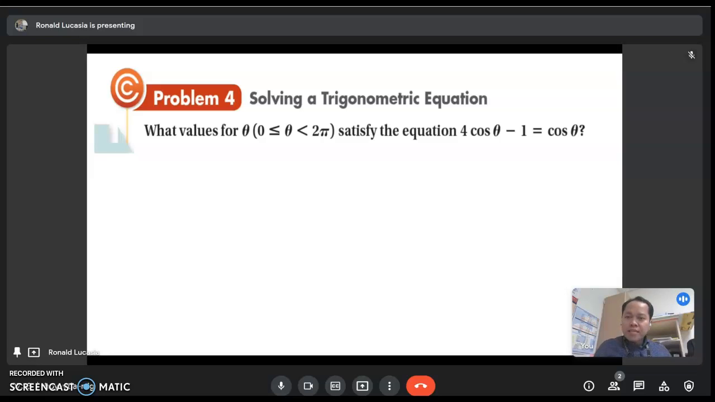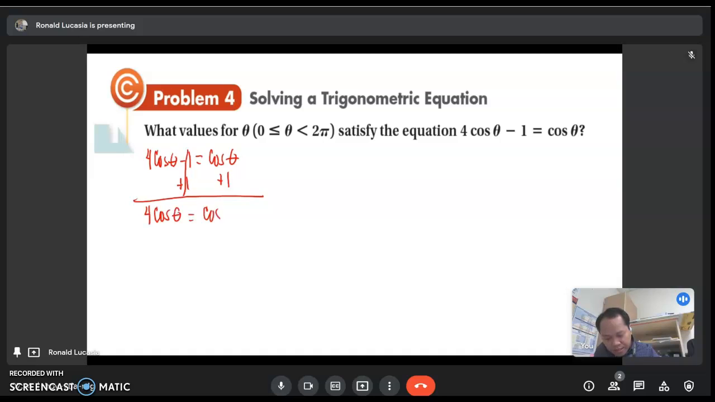Okay, so next, let's solve a trigonometric equation. So we have 4 cosine theta minus 1 is equal to cosine theta. Then we use the inverse of the cosine to solve the trigonometric equation. So I'm going to add 1 to both sides, so I can eliminate this. That will give me 4 cosine theta is equal to cosine theta plus 1.